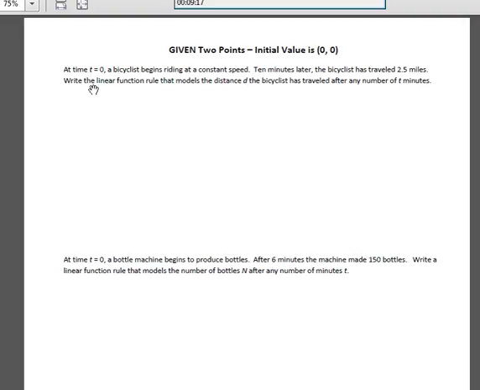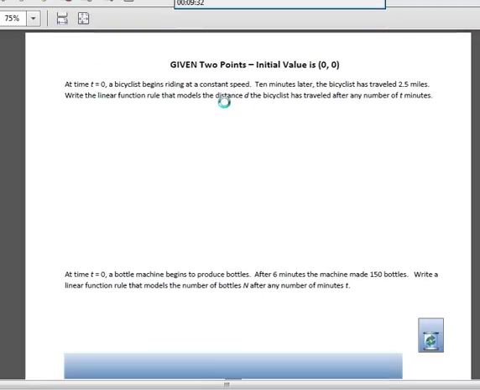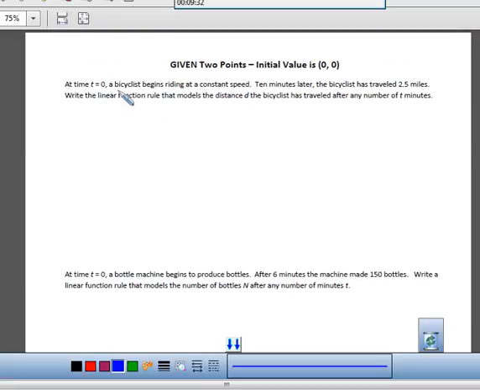Okay, so I'm going to do one of these with you, and I'm going to let you try to do the other one on your own. I'll help you set it up, because this video is starting to get a little long and we got to wrap it up. At time t equals 0, a bicyclist begins riding at a constant speed. 10 minutes later, the bicyclist has traveled 2.5 miles. Write the linear function rule that models the distance, d, the bike travels after any number of time, t.